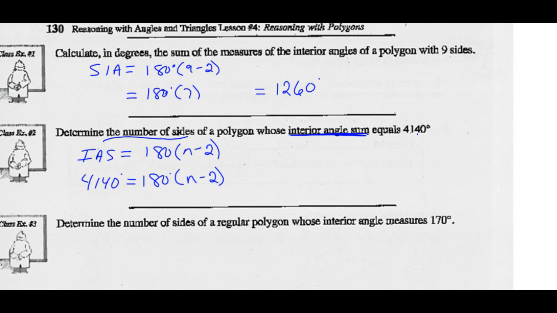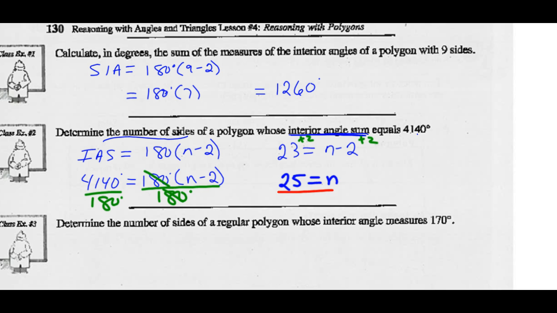So now we have to solve this equation. To solve this equation, I want to divide both sides of this equation by 180 degrees. So we can get rid of that 180. So 4140 divided by 180 is 23. So we get 23 is going to equal n minus 2. And now to solve for n, we're going to add 2 to both sides. 23 add 2 is 25. N minus 2 plus 2 is n. So there are 25 sides in the polygon who has an interior angle sum of 4140.